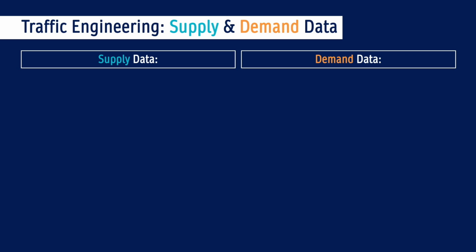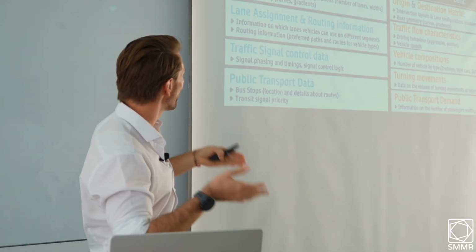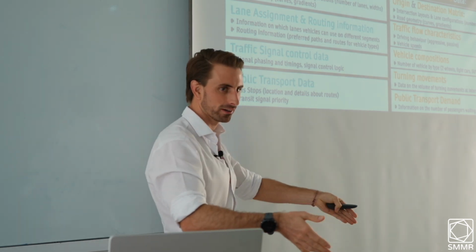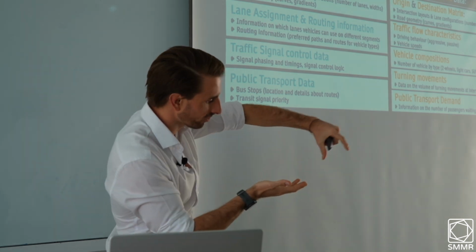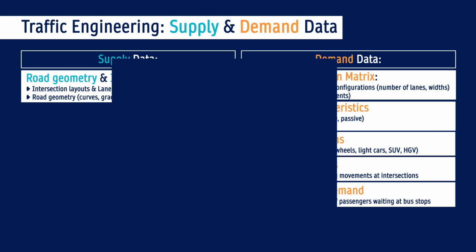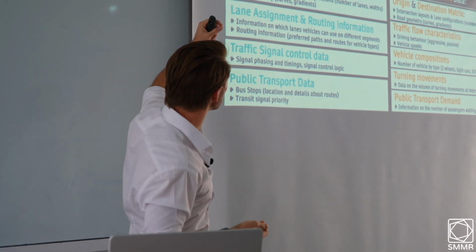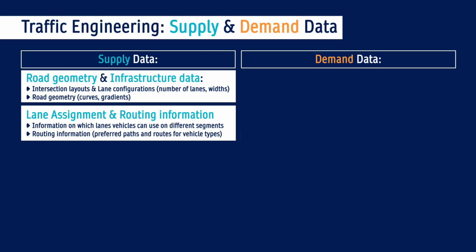For supply, very similar to the planner, you need to have an understanding of your road network. But the engineer needs more detail. He needs detailed information on the intersection layout, the number of lanes, but also how wide they are. So he wants to know if it's 250 centimeters or 280 centimeters. It's much more detailed. He would also want information on what vehicles can use the roads. Not all roads are to be used by different vehicles. Maybe information on your traffic lights.